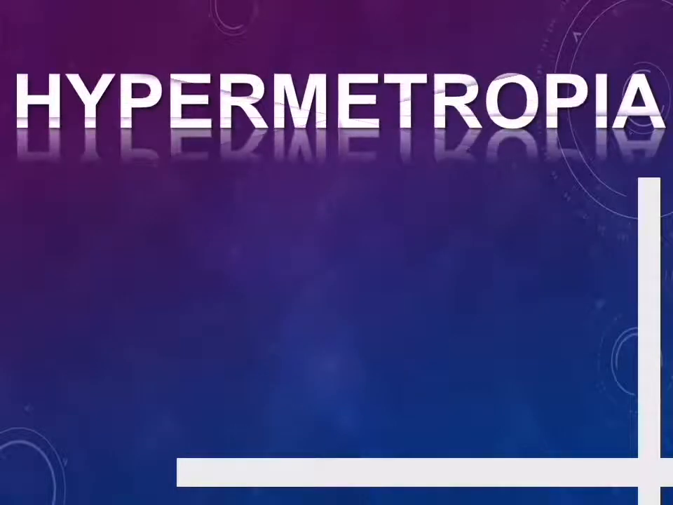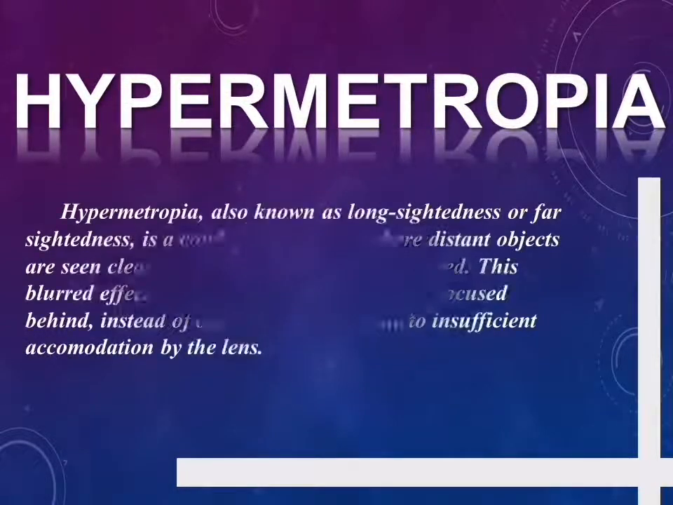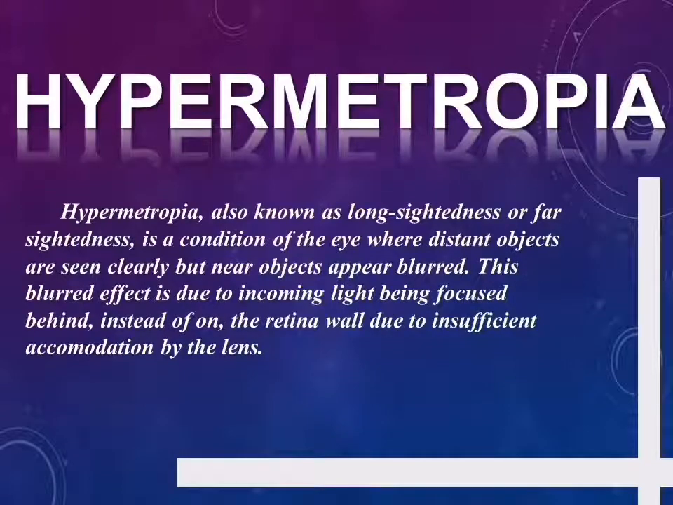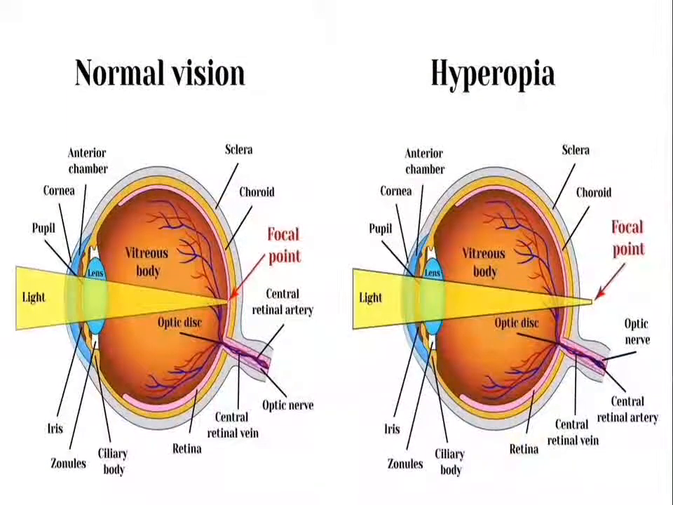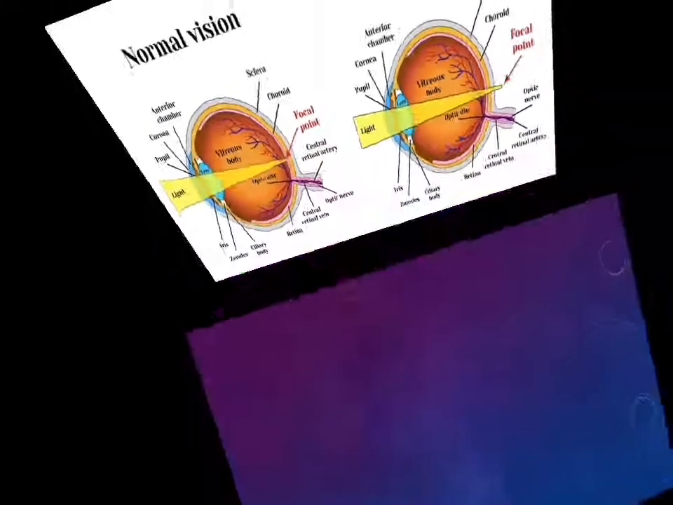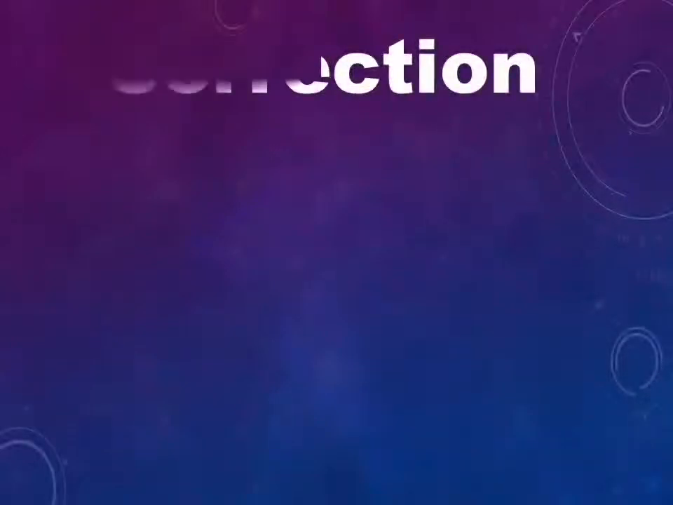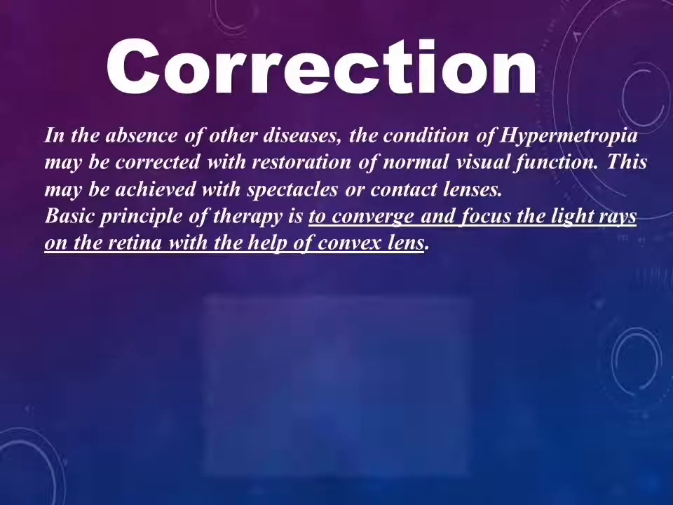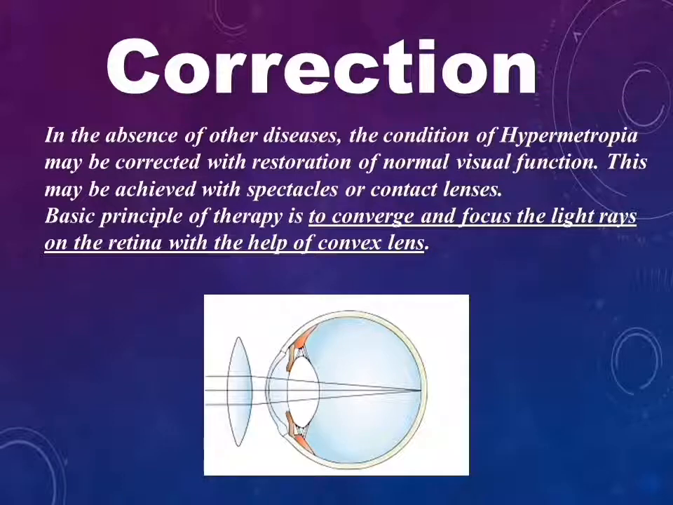Hypermetropia. Hypermetropia, also known as long-sightedness or far-sightedness, is a condition of the eye where distant objects are seen clearly but near objects appear blurred. Correction for hypermetropia. The basic principle of therapy is to converge and focus the light rays on the retina with the help of a convex lens.